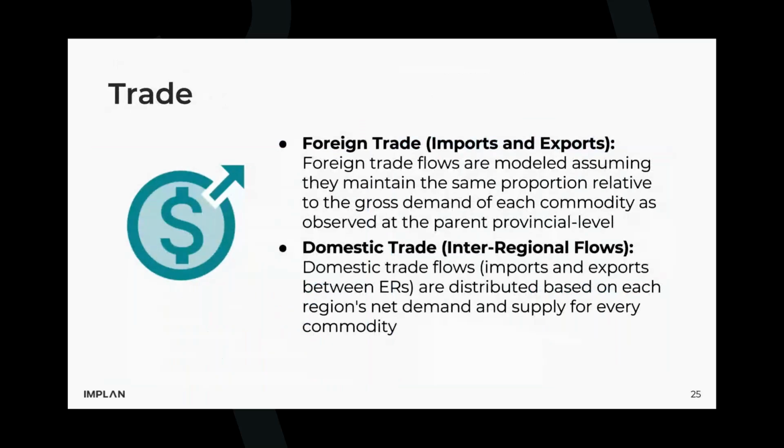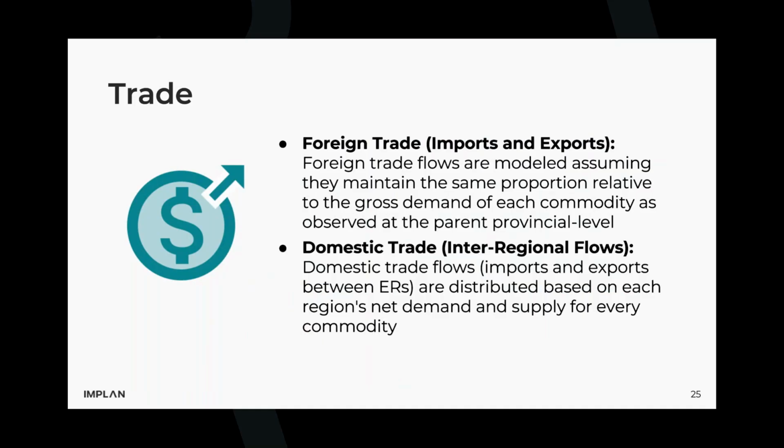The final step in our methodology is to estimate trade flows. So we separate this into two distinct methodologies. For foreign trade, or trade between an economic region and the rest of the world, we maintain consistency with established provincial patterns. So this means that foreign imports and exports are assumed to make up the same proportion of gross demand for each commodity as observed at the large parent provincial level. This assumption ensures that the foreign trade relationships are consistent with known provincial and national trade profiles.